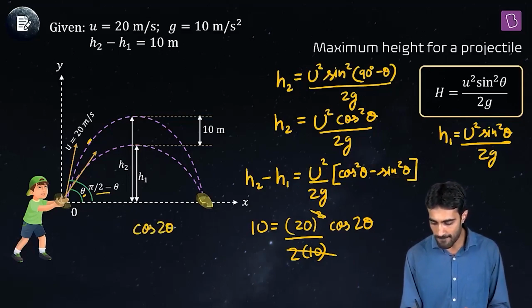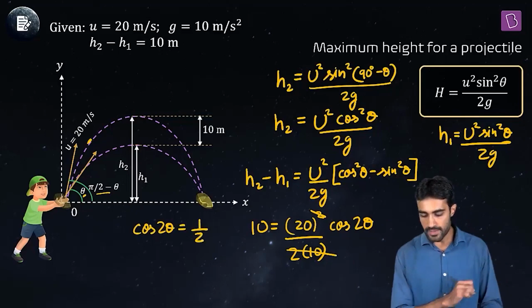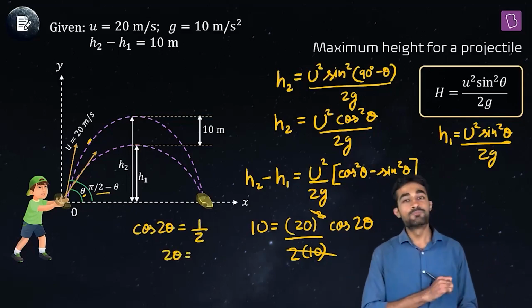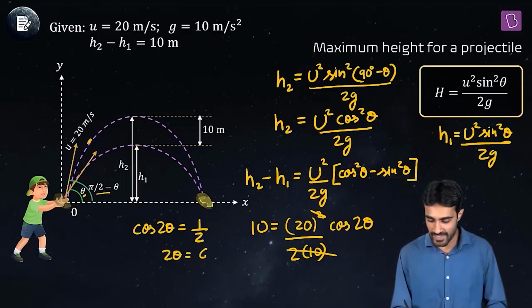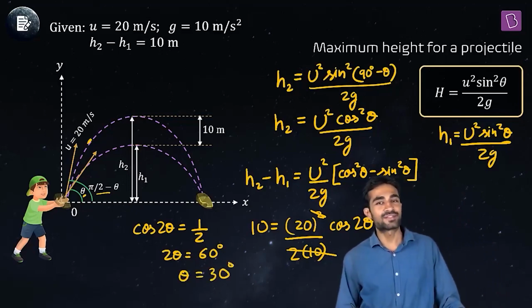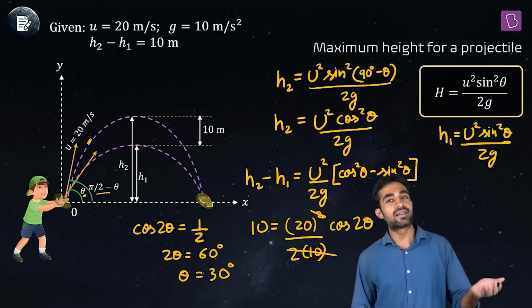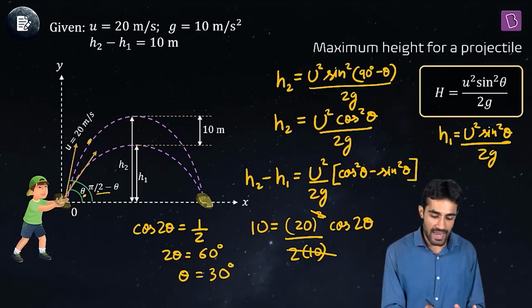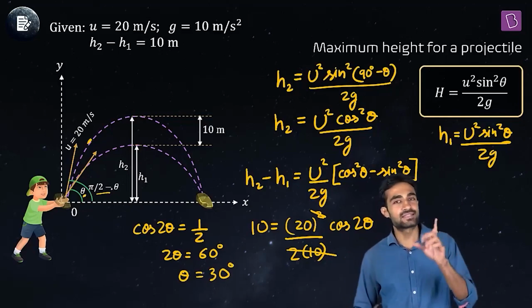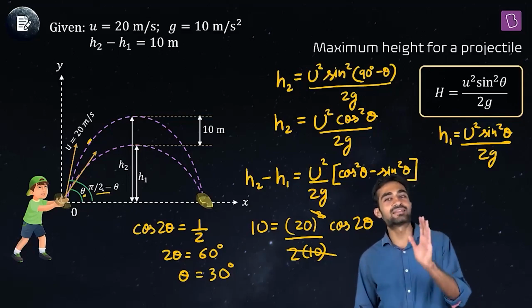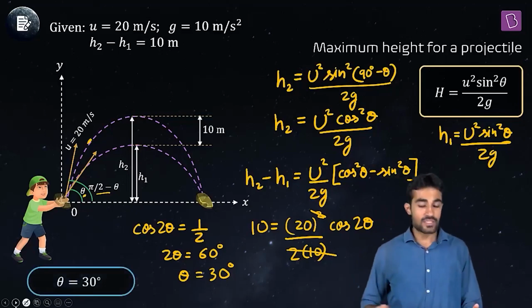Cos of 2 theta is equal to half. This means 2 theta is equal to 60 degree. If 2 theta is 60 degree, theta is 30 degree. Good. So, we got the answer, theta is equal to 30 degree. So, one angle is 30 degree and another angle of projection is 90 minus 30, that is 60 degree. So, the two angles of projection are 30 degree and 60 degree.